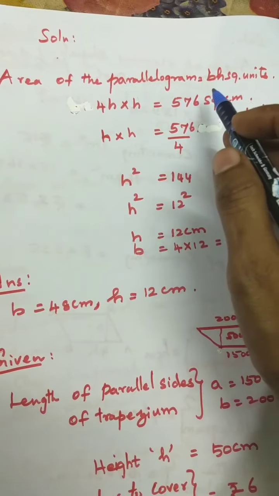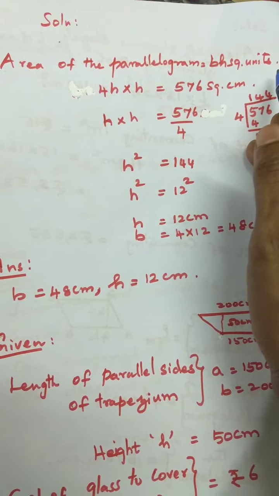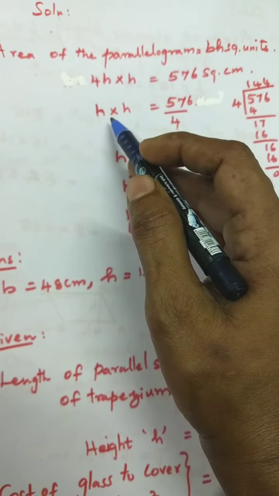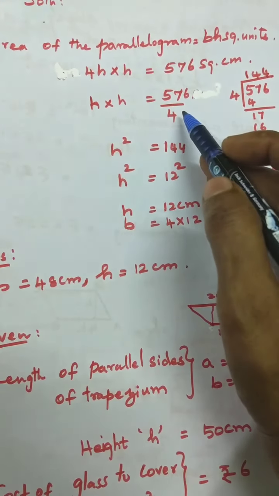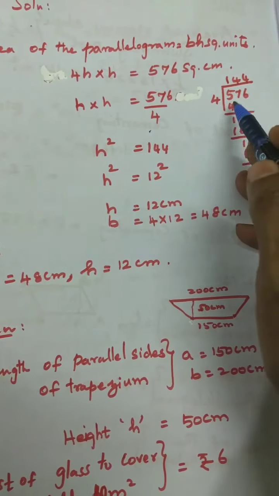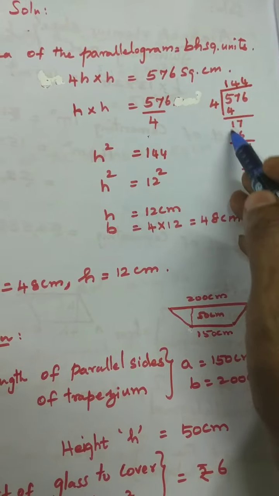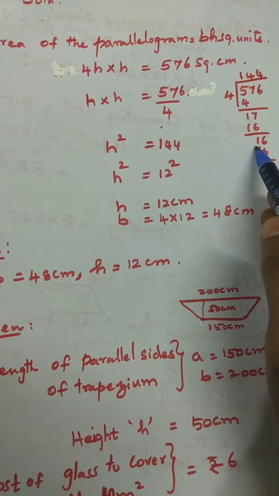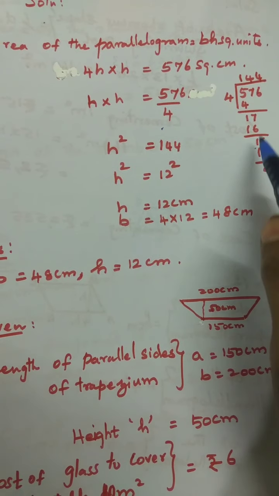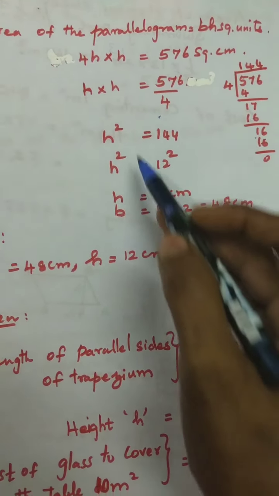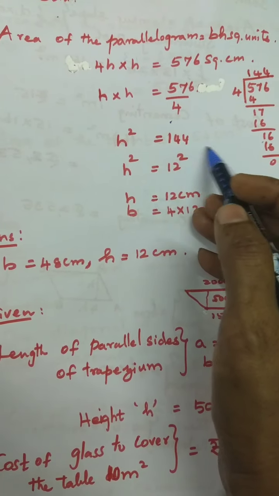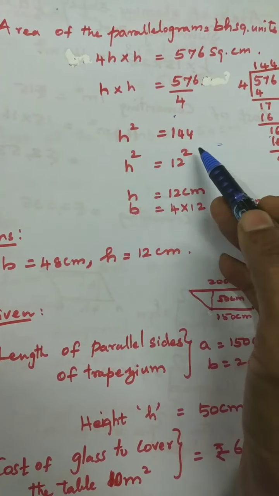Solution. Area of a parallelogram is equal to BH square units. We know that base is 4h and height is h. That is, 4h into h is equal to 576. You bring the 4 this side, then it becomes the denominator. So divide 576 by 4. 4 1s are 4, remainder 1, then bring down the 7, 4 4s are 16, remainder 1, again bring down 6, then 16, 4 4s are 16. Then h into h is h square is equal to 144. Then h square is equal to 12 square.